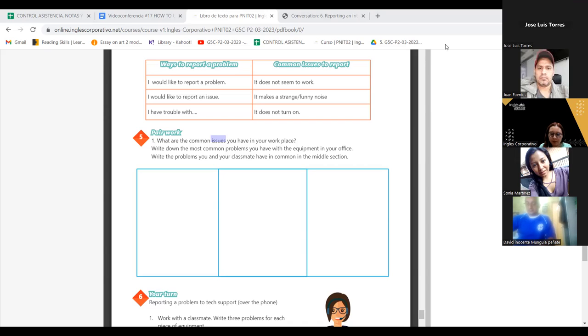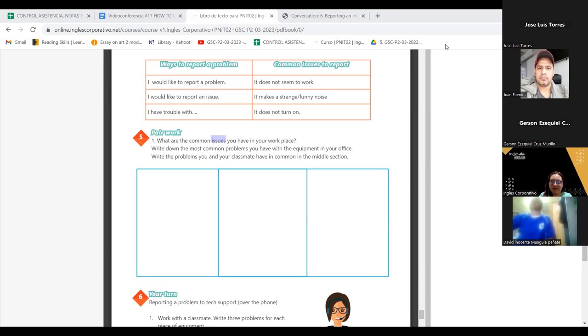My problem at work is the computer. It's full of information, so that's why it works slowly. All right. Very good. Straight to the point, directo al punto. Muy bien explicado, José. Thank you.